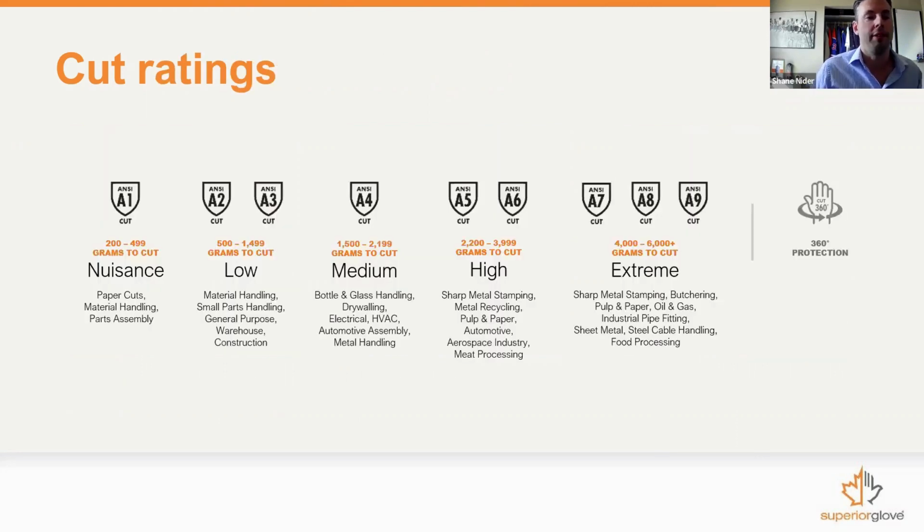And so there's going to be a common theme today, and it's that graduating scale. When we look more technically at cut resistance, we have a scale from A1 to A9. So there are 9 levels when we're looking at cut ratings. When we look at the performance, we have the A in front. That's just the ANSI designation. In layman's terms, if you want to group this in your mind, it's those nuisance level applications, those low risk applications: paper cuts, material handling, small parts assembly. What's that low risk hazard for cut? Then you'll be in that A1 to A3.